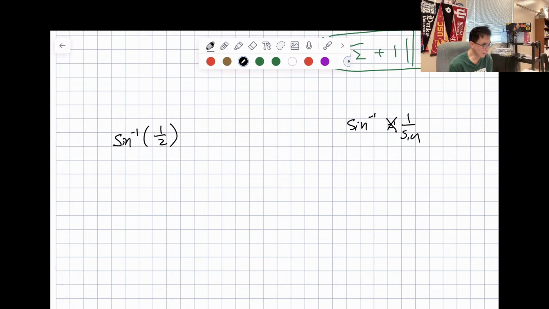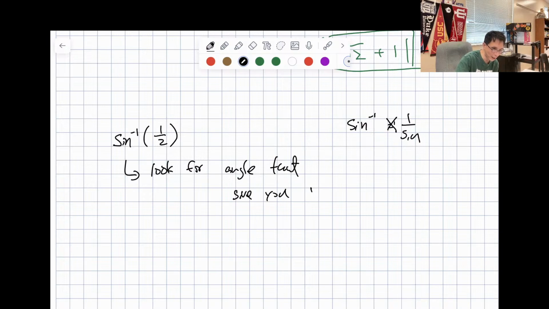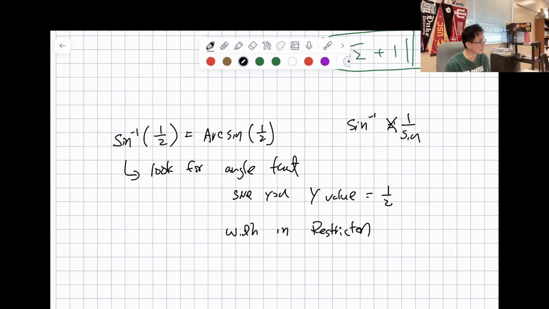Okay? That means, what am I looking for? I'm looking for the angle that gives you y value equal to 1/2 within restrictions. And we're going to talk about what is restriction. So this can also be rewritten as arc sine of 1/2. They mean the exact same thing. So sometimes if you don't like sine inverse, you're going to call it arc sine.